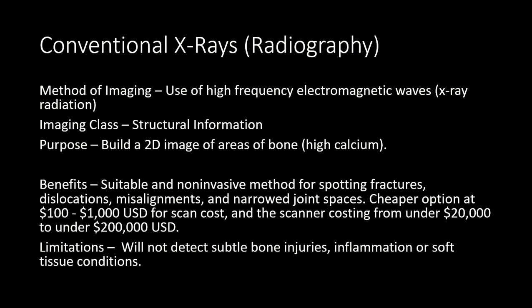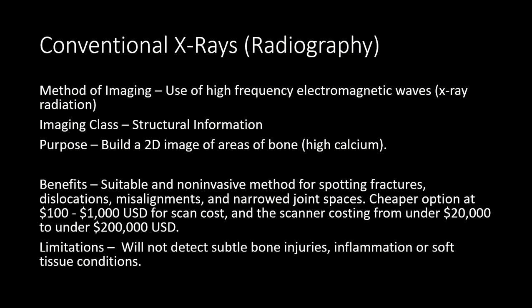2D image of areas of bone or high calcium, because these simple conventional X-rays pass through most tissues and most structures of the body, but are stopped by bone. Hence, we're able to actually see bone on radiography or conventional X-rays.